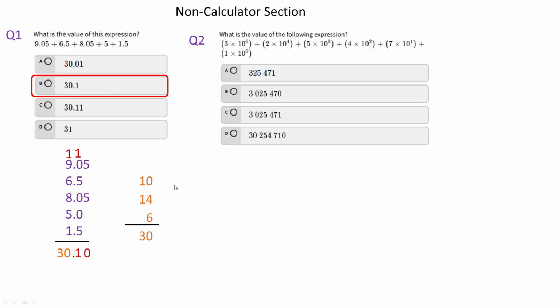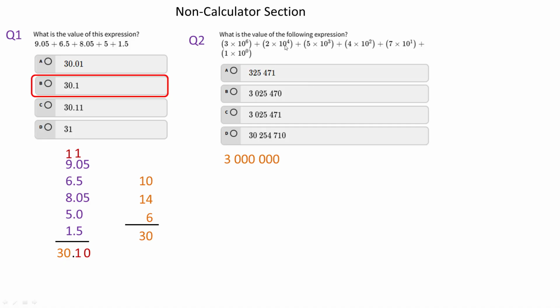Question number 2, what is the value of the following expression? I'm going to show you 2 ways you can do this. So 3 times 10 to the 6. 10 to the 6 means there's 6 zeros after the 3, because that's actually a million. A 1 with 6 zeros is a million. So it's 3 times a million, which is 3 million.